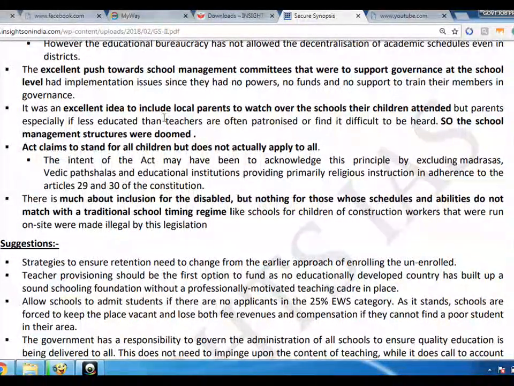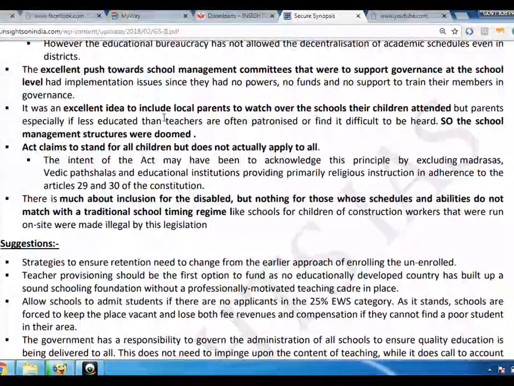The Act claims to stand for all children but does not actually apply to all. The intent of the Act may have been to acknowledge this principle by excluding madrasas, Vedic pathshalas, and educational institutions providing primarily religious instruction in adherence to Articles 29 and 30 of the Constitution. There is much about inclusion for the disabled, but nothing for those whose schedules and abilities do not match with a traditional school timing regime. Like schools for children of construction workers that were run on site were made illegal by this legislation.